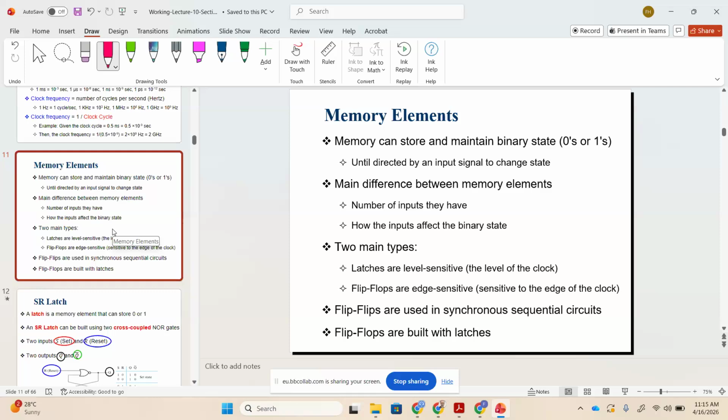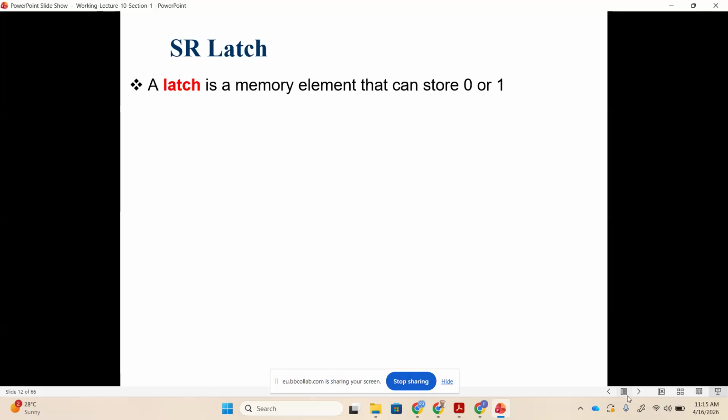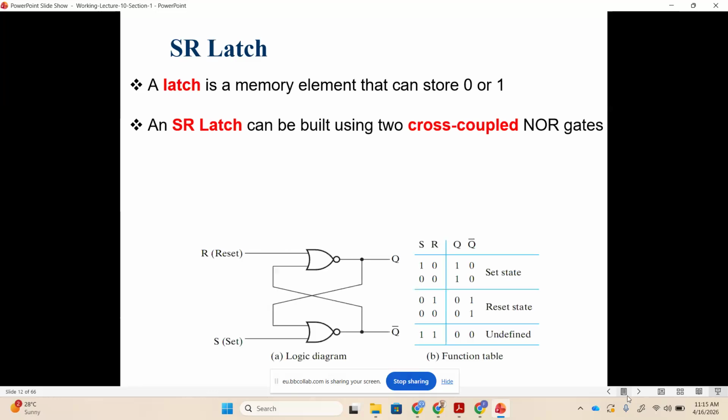So what is the basic building block? One of the basic building blocks is an SR latch. So what is an SR latch? This is a block diagram of an SR latch. It's a memory element that can store either a 0 or 1. An SR latch has two cross-coupled NOR gates. Can you see here? These are the two cross-coupled NOR gates.